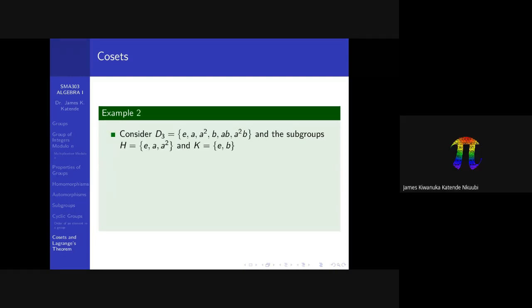So let's do another example. We have D3, the dihedral group. Remember we chose to write the elements of a dihedral group in this form. You just need to recall the defining relations, then you write all the elements in this form. Then we have the subgroups.